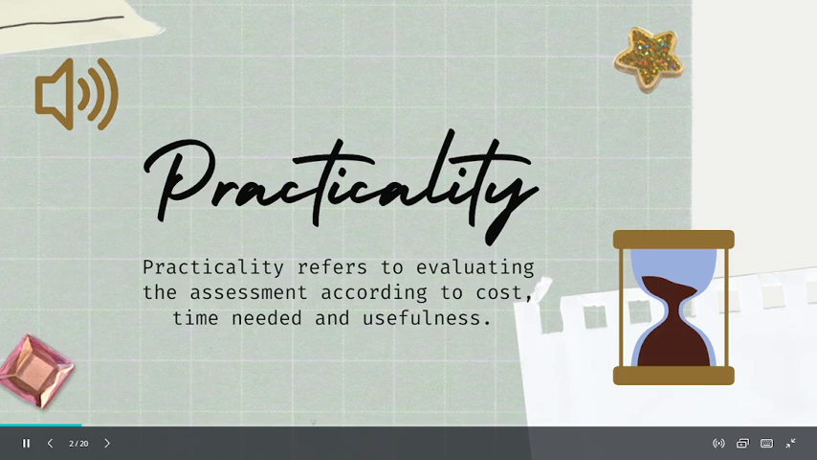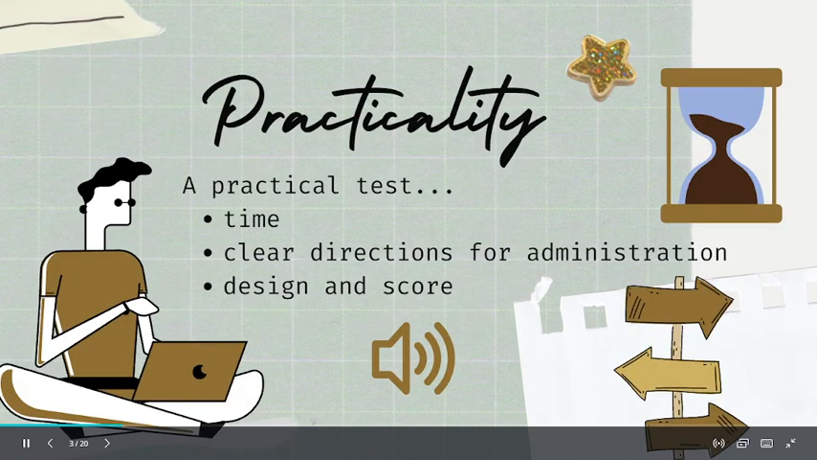That refers to the logistical, administrative issues involved in making, giving, and scoring an assessment instrument. We have to consider cost, the amount of time that it takes. The test should not be too long or too short. A practical test can be completed by the test taker in appropriate time. It has clear directions for administration, and it considers the time and effort involved to both design and score.